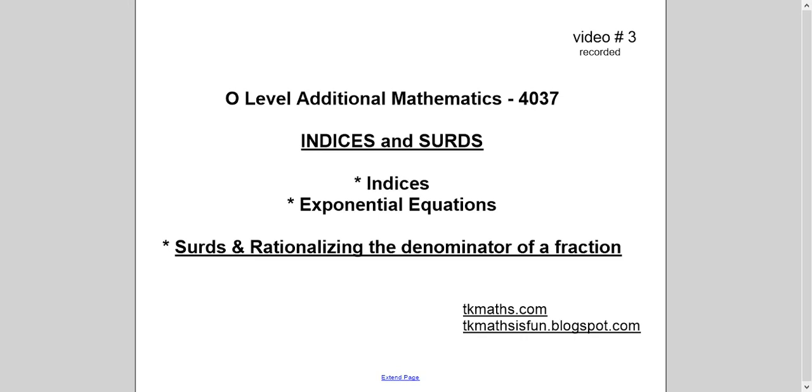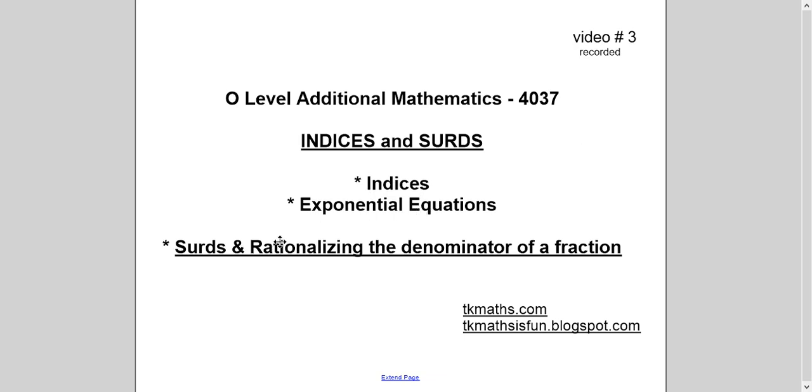In this video, I will explain to you the concept of indices and surds, which includes surds and rationalizing the denominator of a fraction. This is video number 3. In video 1, we have learned about indices, and in video number 2, we have learned about exponential equations. If you have not seen them, the link is given in the description.